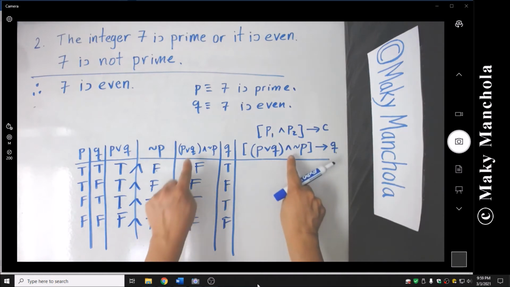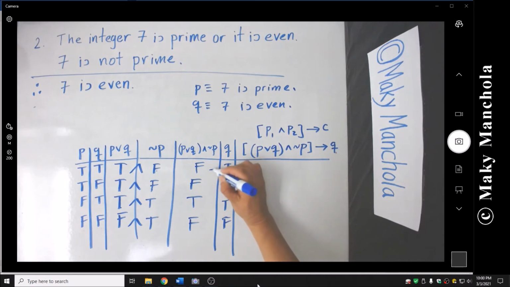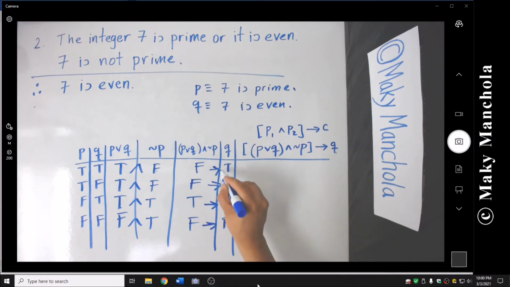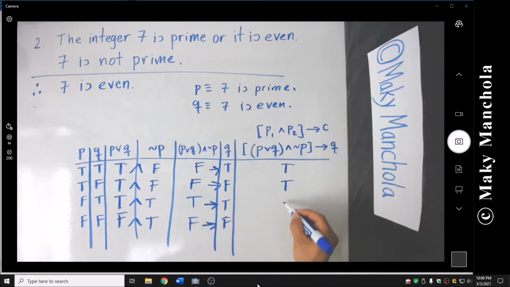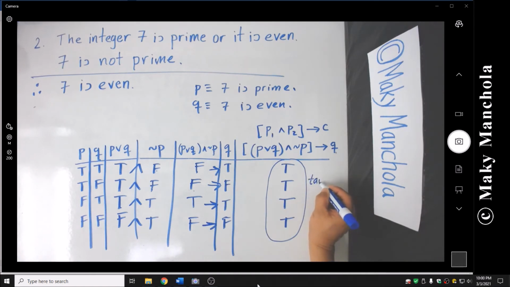Now that we have our antecedent and our consequent, we apply our conditional. Okay. False implies true is true. False implies false is true. True implies true is true. False implies false is true. So we conclude that our conjunction of premises implies conclusion is a tautology. That means that our given argument is valid.